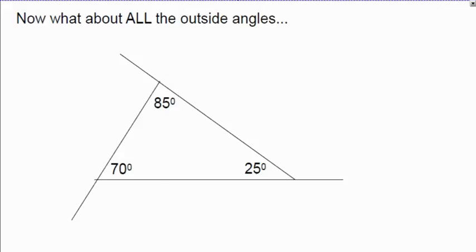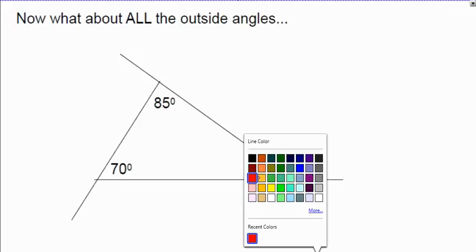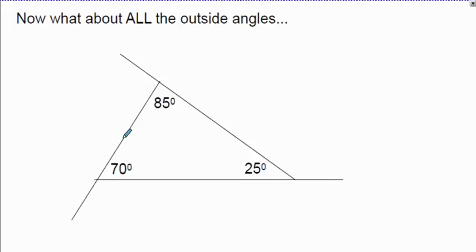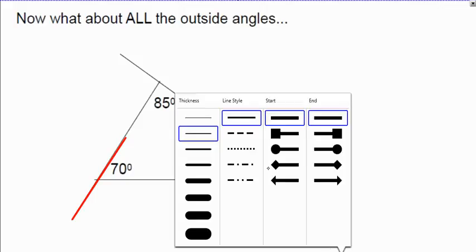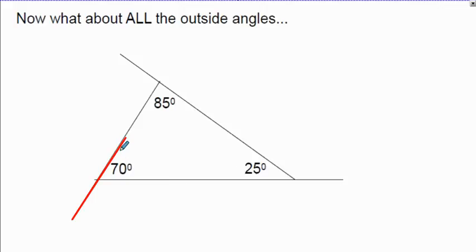So how this is going to work is we're going to use that trusty rule about straight lines. So if I have a straight line, this is my straight line here. This full rotation around is going to be 180 degrees. So if I want to find this angle in here, all I have to do is take away 70 from 180, and that's going to give me that external angle. So in this case, that turns out to be 110.